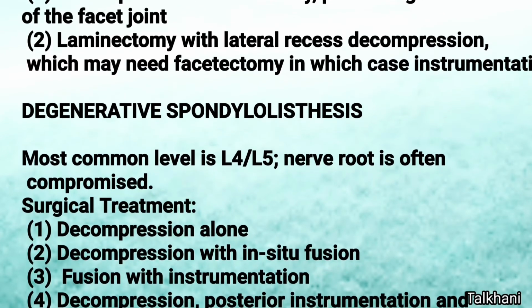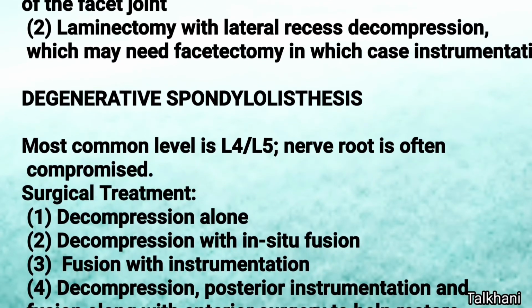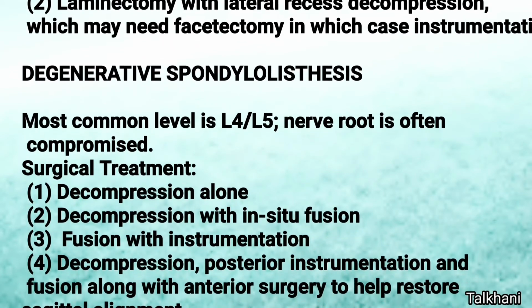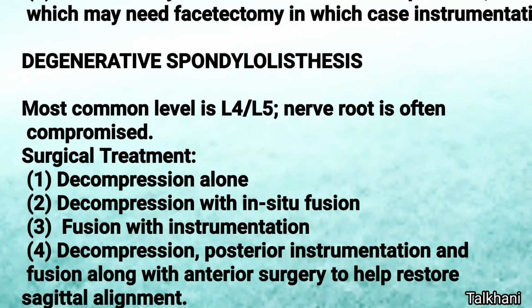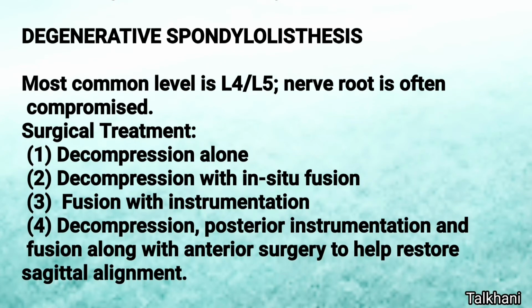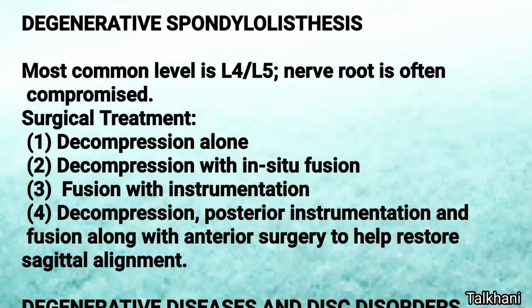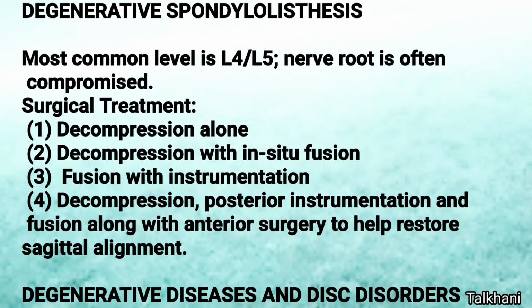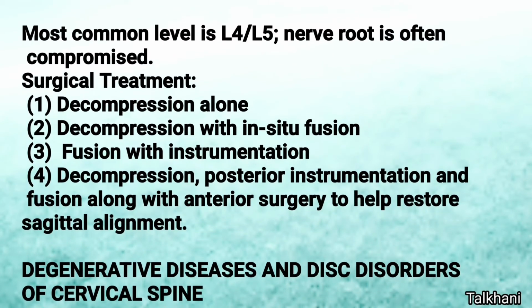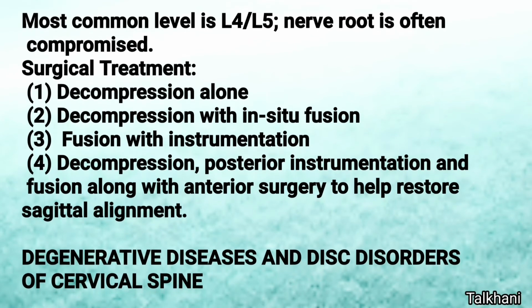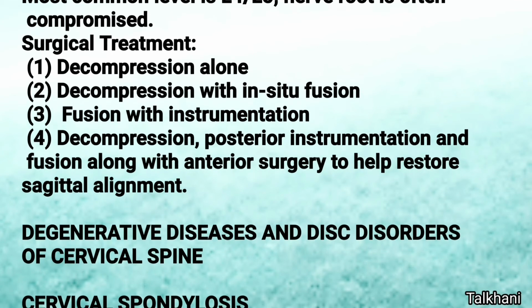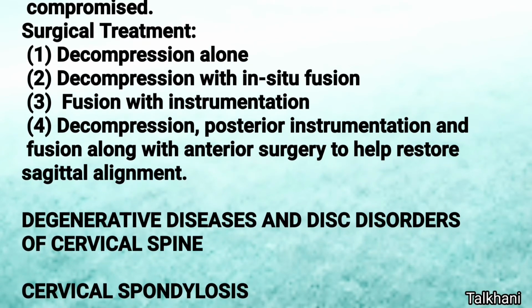Let's discuss degenerative spondylolisthesis. Most common level is L4, L5. Nerve root is often compromised. Surgical treatment options for degenerative spondylolisthesis are: number 1, decompression alone. Number 2, decompression with in situ fusion. Number 3, fusion with instrumentation. Number 4, decompression, posterior instrumentation and fusion along with anterior surgery to help restore sagittal alignment.